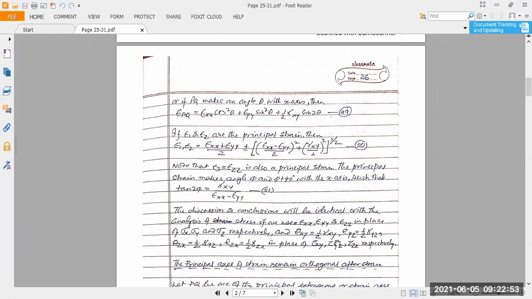Tensile strain along the y-axis over the yz plane is given as half the shear strain acting over the yz plane itself. The same is the case with epsilon zx, which is half gamma zx. Thus epsilon zx is equal to half gamma zx. In place of tau zx, tau xy, and tau yz respectively, we can put in and get the result accordingly.